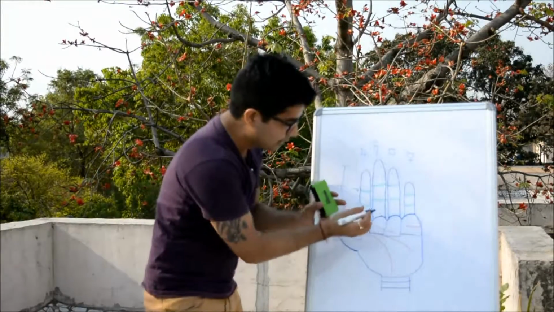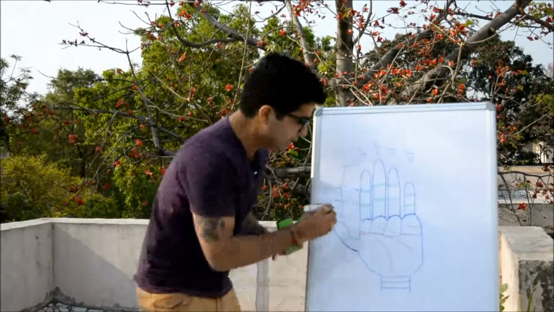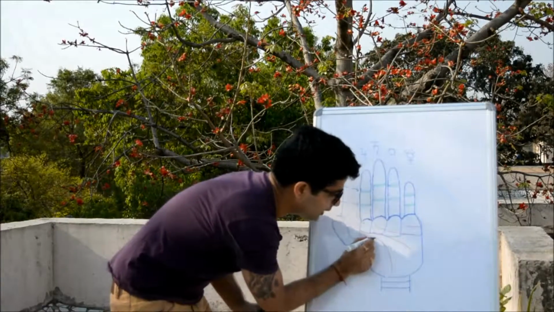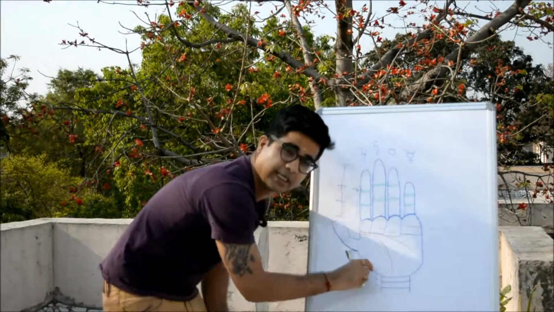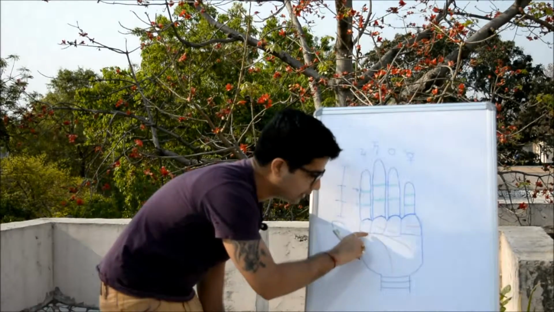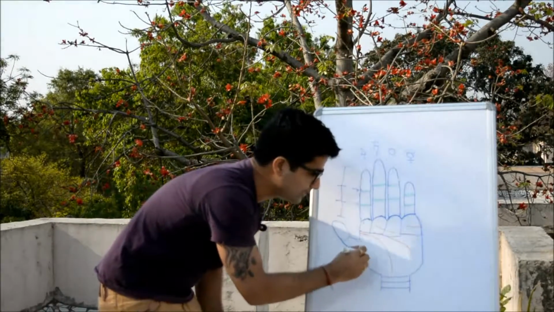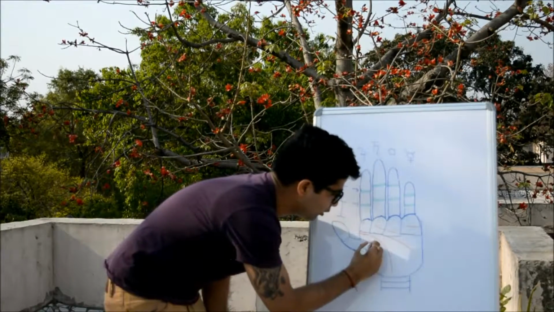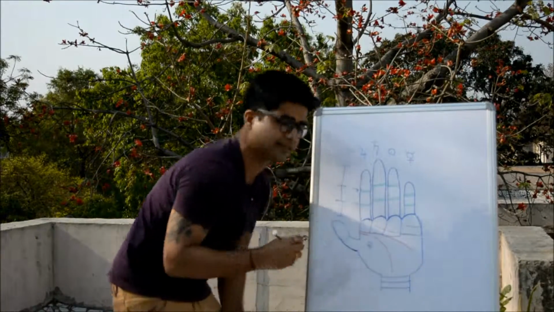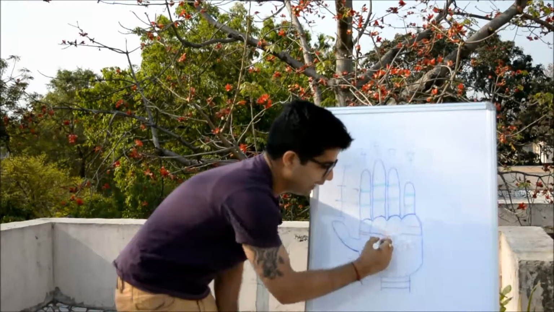Then we will come a little bit lower down the palm, to this area. This is our lifeline, and the lifeline curves around this area. The area covered by the lifeline is known as the area of Venus, and this is the mount of Venus.